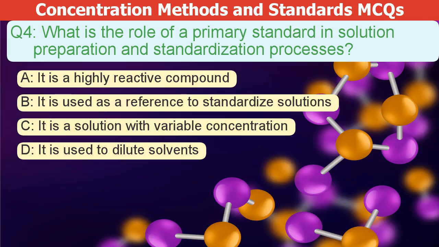What is the role of a primary standard in solution preparation and standardization processes? A. It is a highly reactive compound. B. It is used as a reference to standardize solutions. C. It is a solution with variable concentration. D. It is used to dilute solvents.